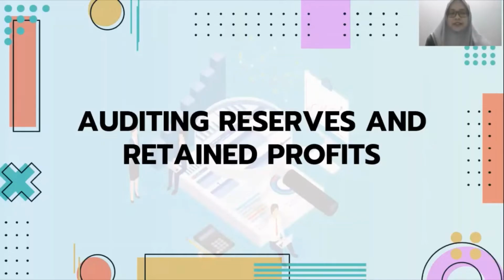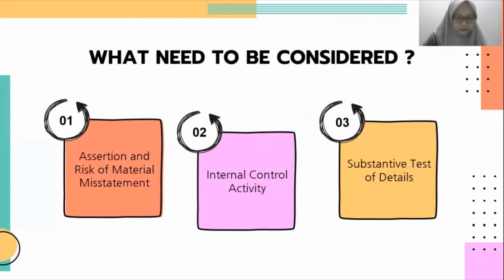We will proceed with the next subtopic entitled Auditing Reserve and Retained Profit. There are three main items that need to be considered in auditing retained profit, which are first, assertion and risk of material misstatement, second, internal control activity, and third, substantive test of detail.